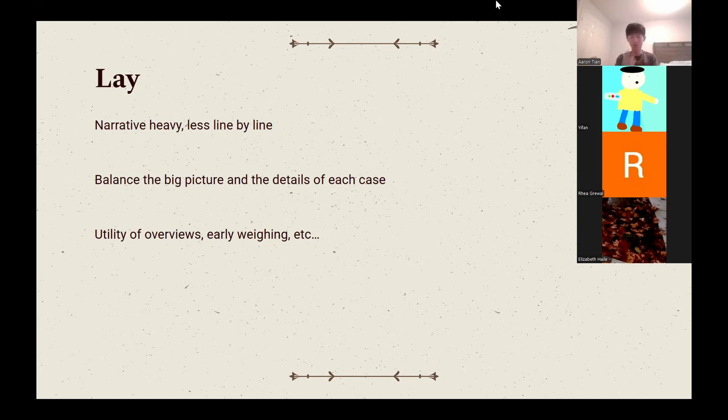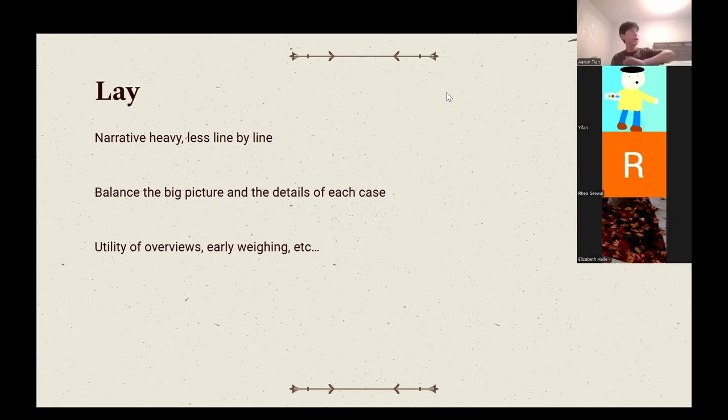I'll answer the question in the chat in a second, but the way that focusing on the narrative in the lay rebuttal plays out is, for example, you'll start with a one-liner or an overview. In first rebuttal, this can even look like briefly recapping your case, but also more often than not, the stock arguments that you're reading on lay will directly interact with stock arguments that your opponent is also reading on the lay.